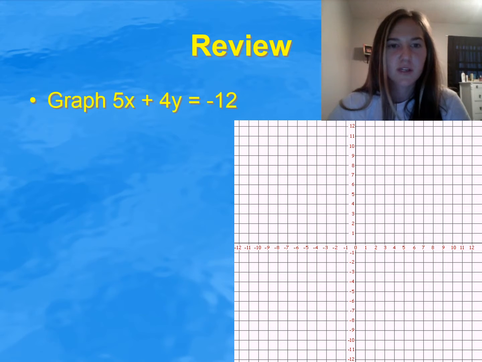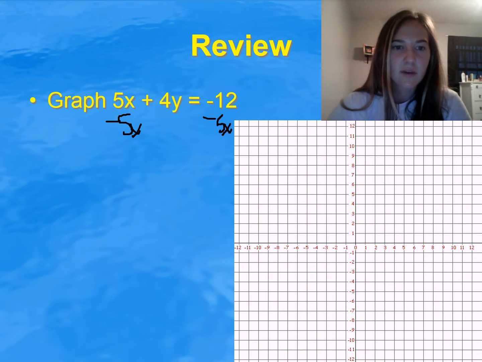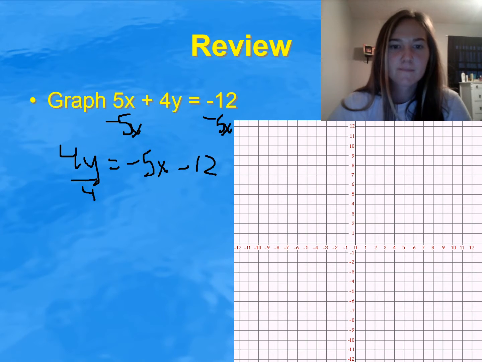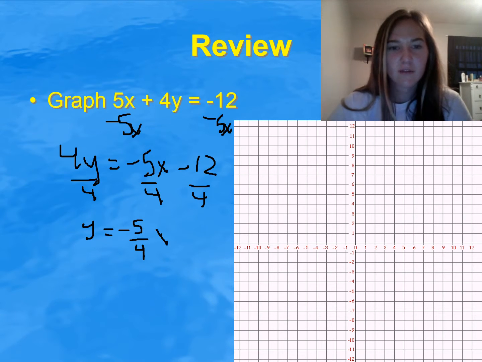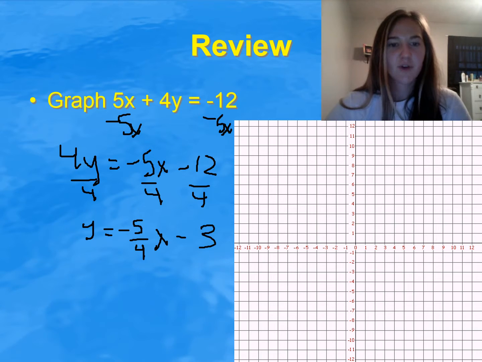First, we need to put it in slope-intercept form. Subtract 5x from each side. We get 4y equals negative 5x minus 12, divided by 4. Y equals negative 5/4 x minus 3. And now it's in slope-intercept form, so we can graph it.